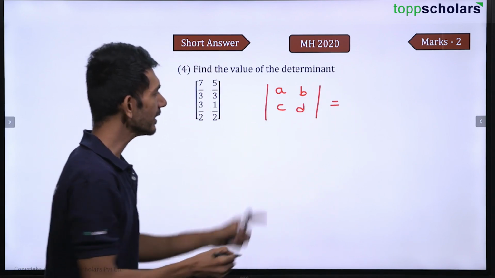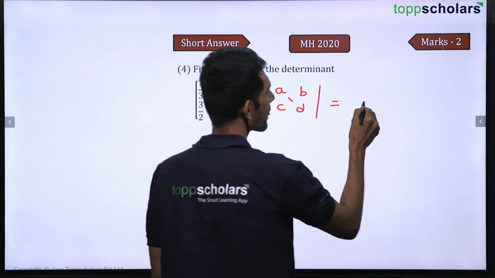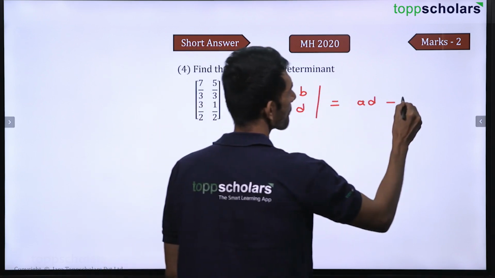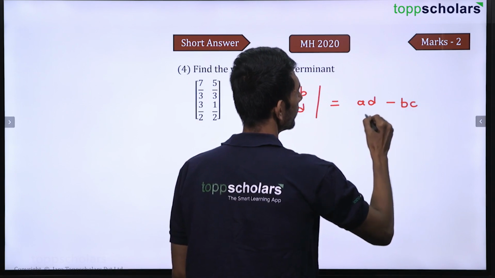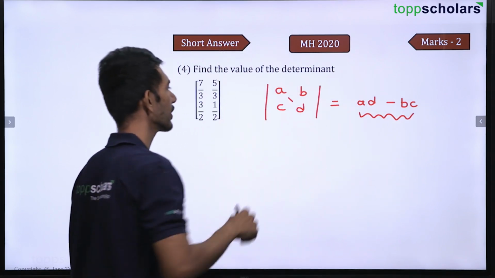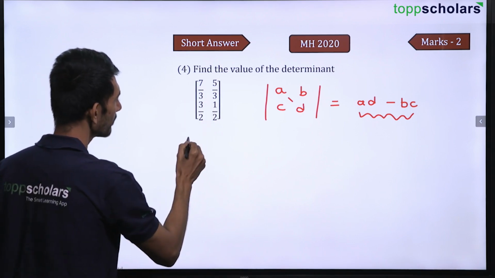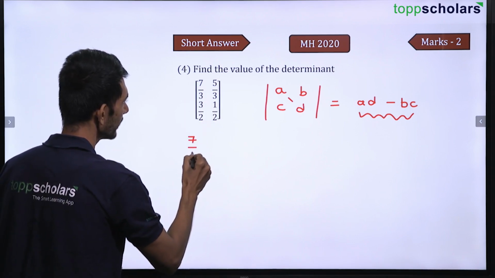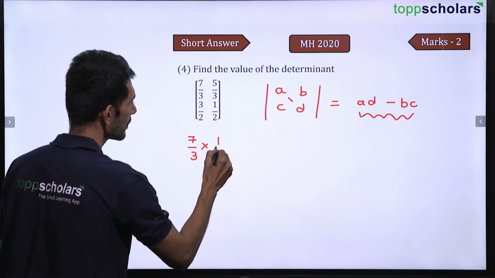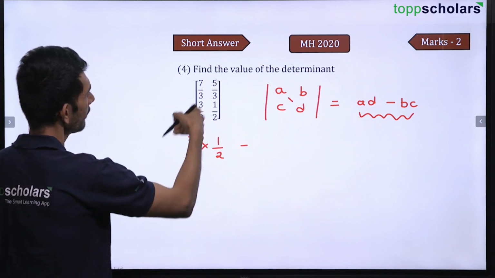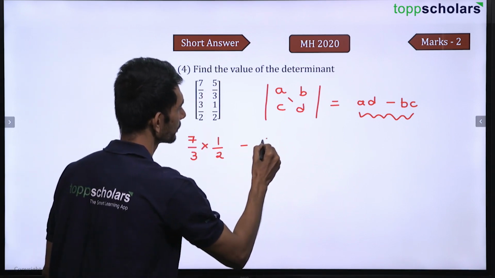If you have A, B, C, D, then you multiply A and D, that is the diagonal elements. You subtract B and C, that is the product of B and C. So AD minus BC is nothing but your value of the determinant. So here you have 7 by 3 into 1 by 2 minus 5 by 3 into 3 by 2.